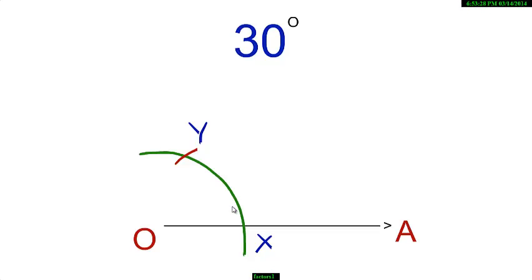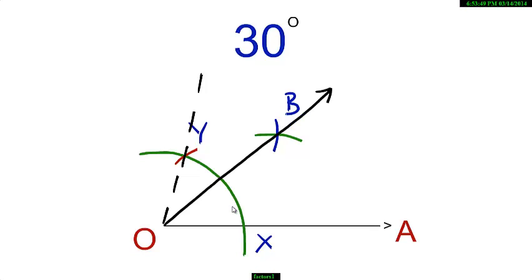To get 30 degrees, we need to bisect the angle of 60 degrees. So, with X as center, cut an arc of the same radius. With Y as center, cut this arc at B. Join OB. Use your standard angle of 120 degrees to measure angle AOB. Is it half of 60 degrees? Have fun constructing your own standard angles.